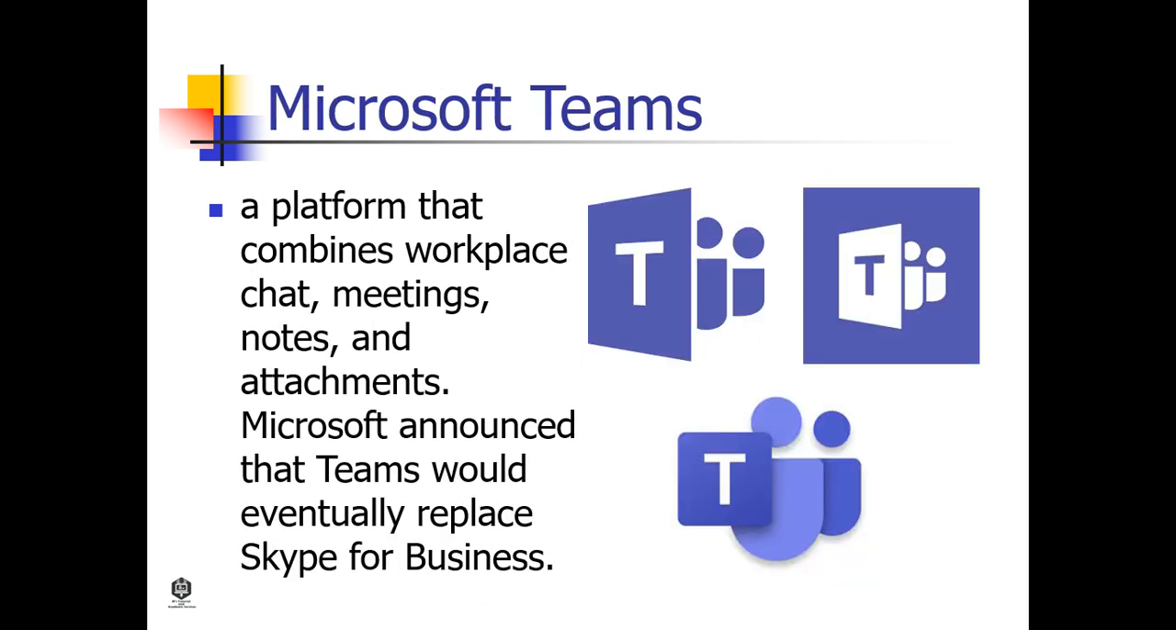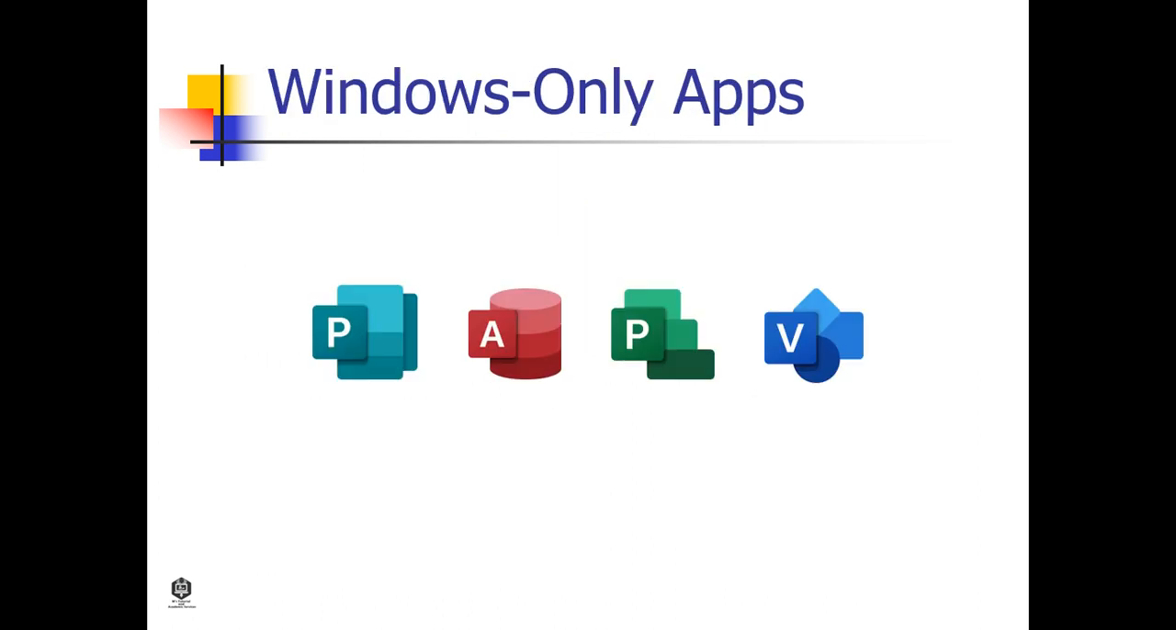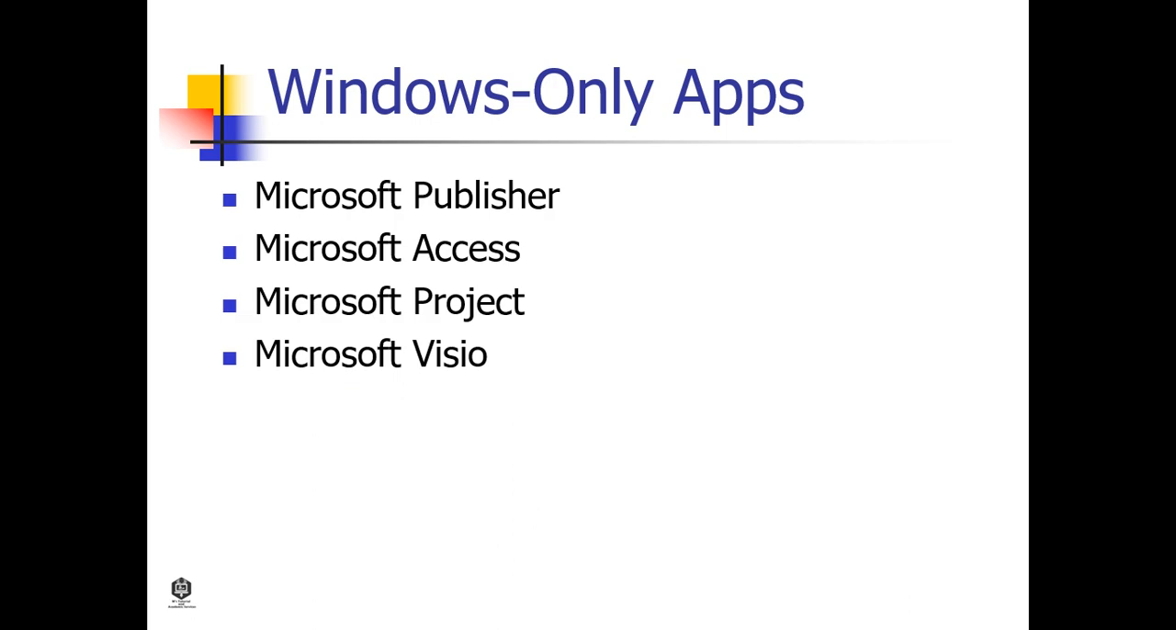And Microsoft Teams is a platform that combines workplace chat, meetings, notes, and attachments. Microsoft announced that Teams would eventually replace Skype for Business. Next, let's proceed to the Windows-only apps. Windows-only apps include the following: Microsoft Publisher, Microsoft Access, Microsoft PowerPoint, and Microsoft Visio.